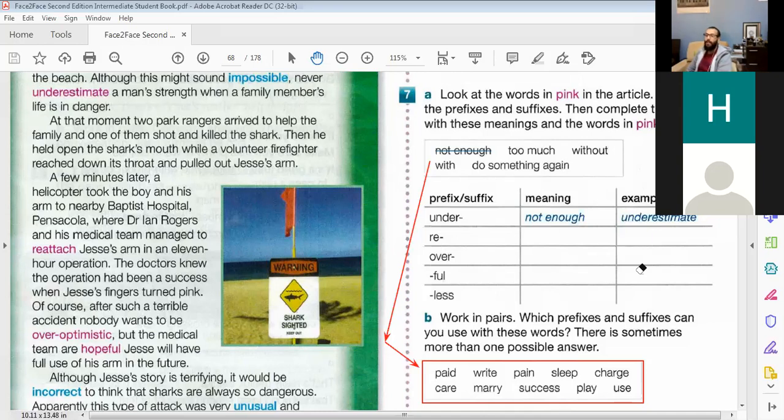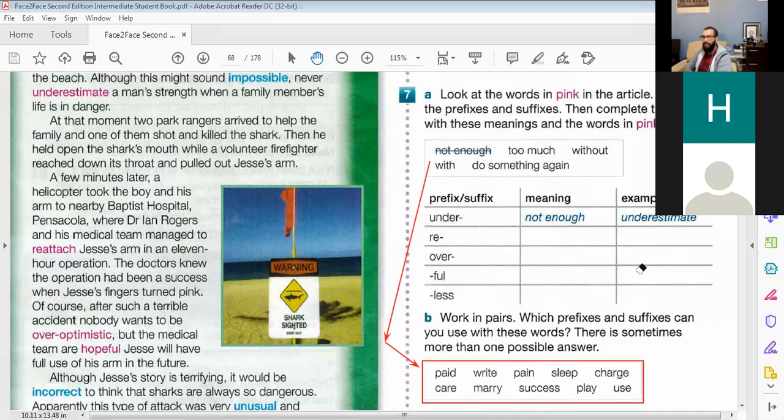Pain. Painless. Painful. Both are correct. So if you go and have an operation, they give you anesthesia, so you can have a painless operation. But of course, later it will be painful when the drugs wear off.